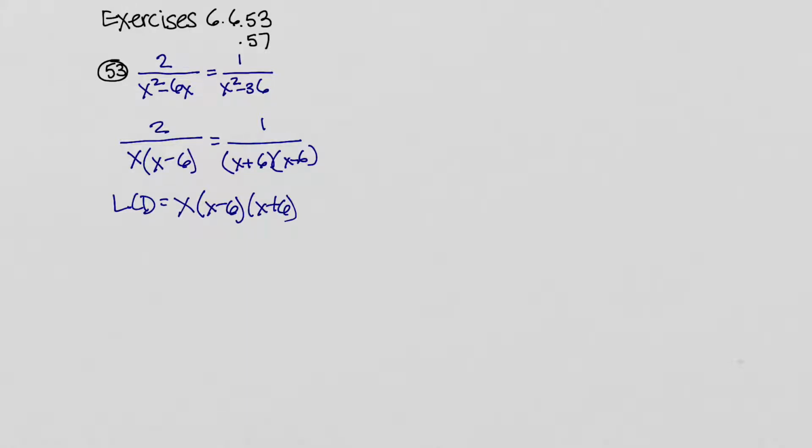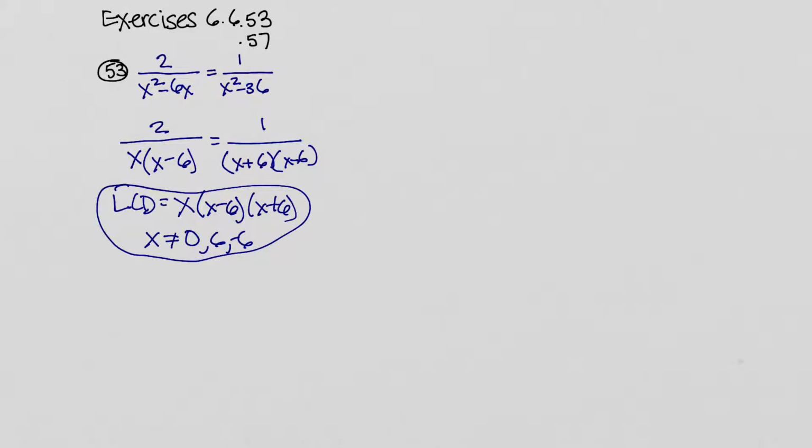Now let's check for excluded values. So what values do we have to exclude? Well, x cannot be 0, it can't be 6, and it can't be negative 6. So let's indicate that. x cannot equal 0, 6, and negative 6. I'm going to circle that so I can find it at the end.